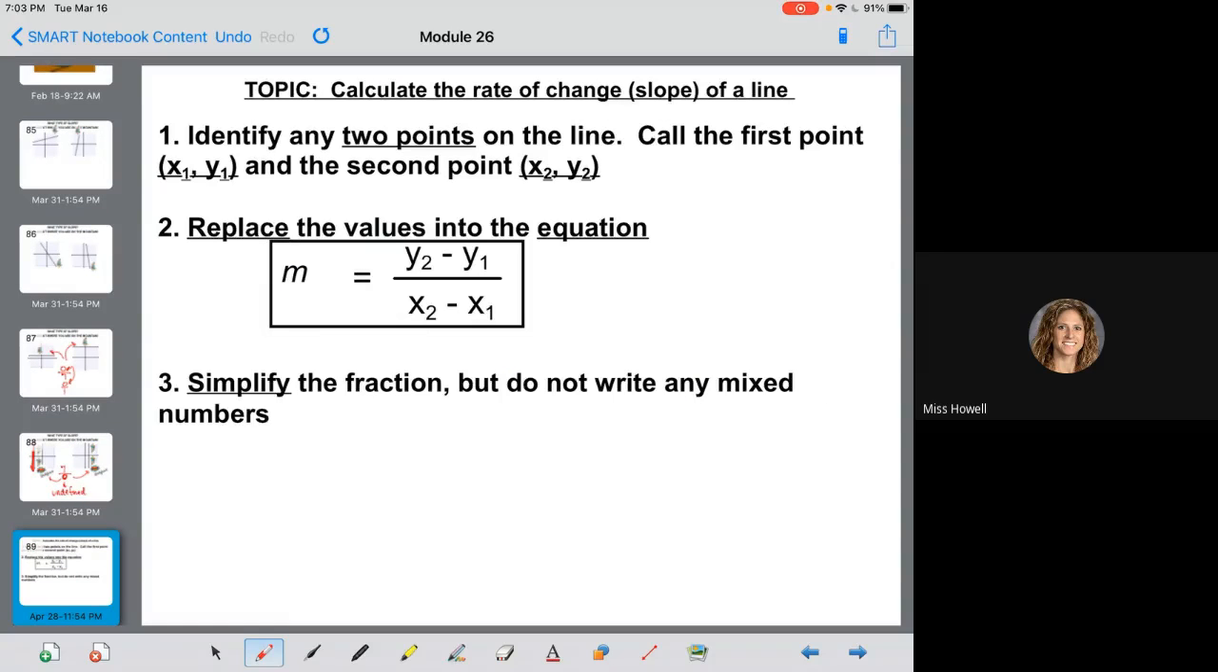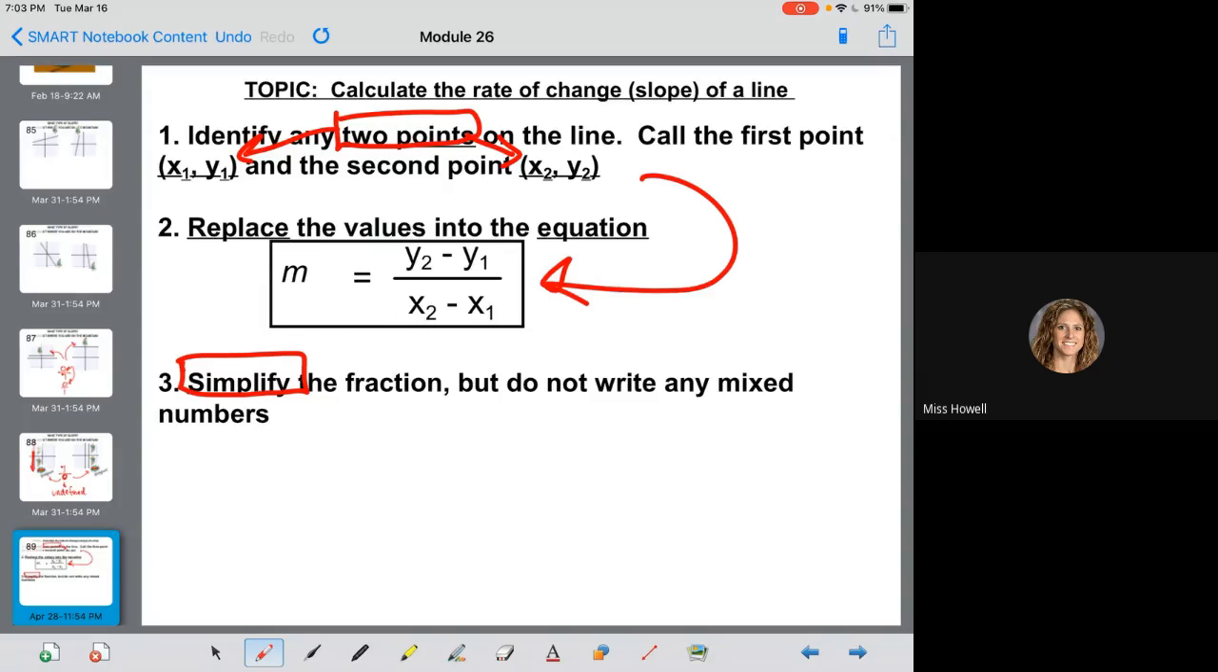So yesterday we looked at, what if I'm given 2 points, right? I'm given these 2 points. I can call one of them point number 1 and one of them point number 2. I can substitute it into my slope formula of what's the change in our y's from our ordered pairs over what's the change in our x's from our ordered pairs, and then simplify, no decimals, no mixed numbers here, to get the final ratio of change in y over change in x.